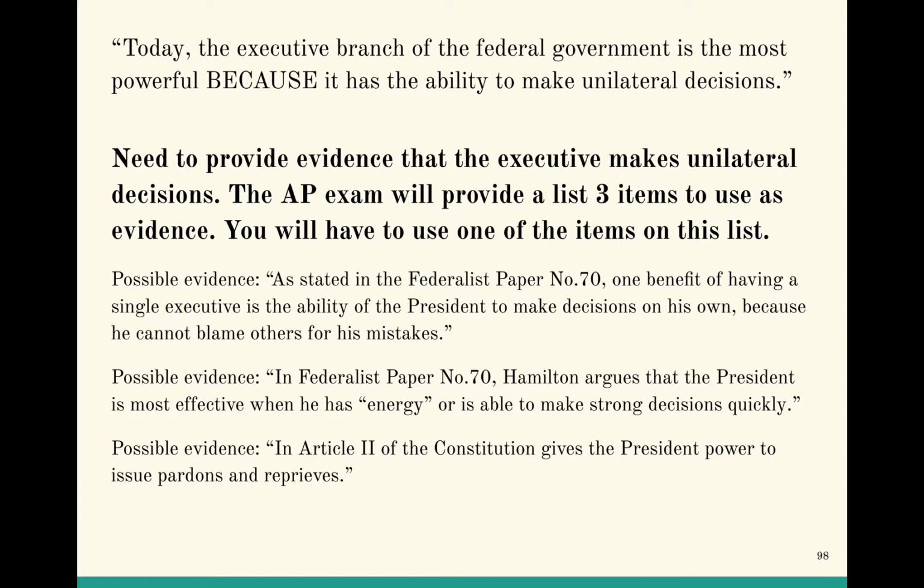And the AP exam is going to provide you with a list of 3 or 4 items that you can use as evidence. You will have to use at least one of the things on that list. Your second piece of evidence can be from any source that you want, but one would have to be on the list. So here are some possible ones that would come from pieces of evidence from the required readings. Go ahead and read these to yourself.